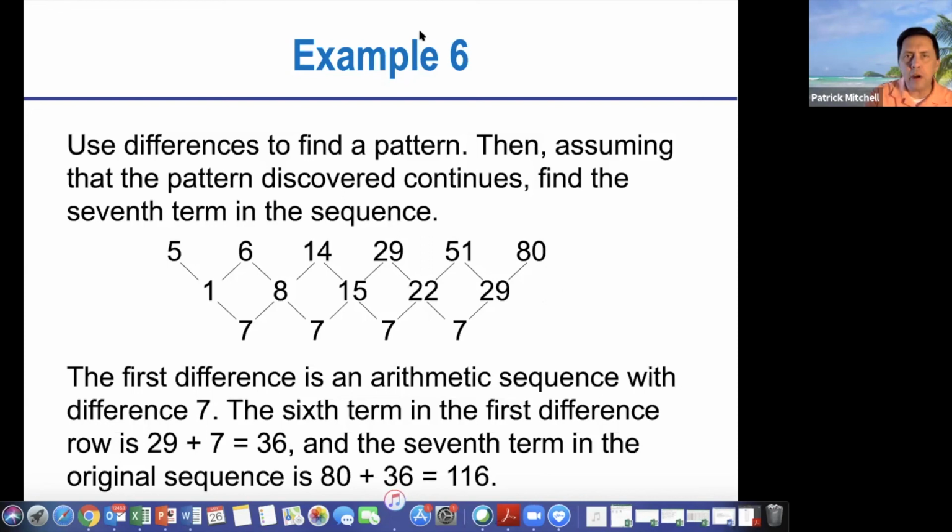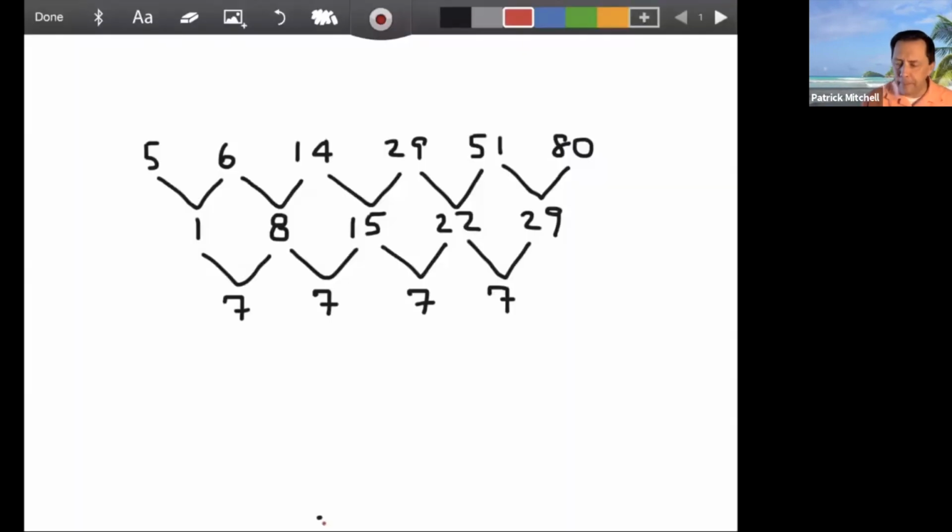So if you had trouble following that, let me switch over to my tablet where I have written down this diagram. And so what I'm going to do now is just show you what they were talking about. So if you put another difference of 7 right here, that would make this number a 36. Which means that this number over here has to be 80 plus 36, which is 116.